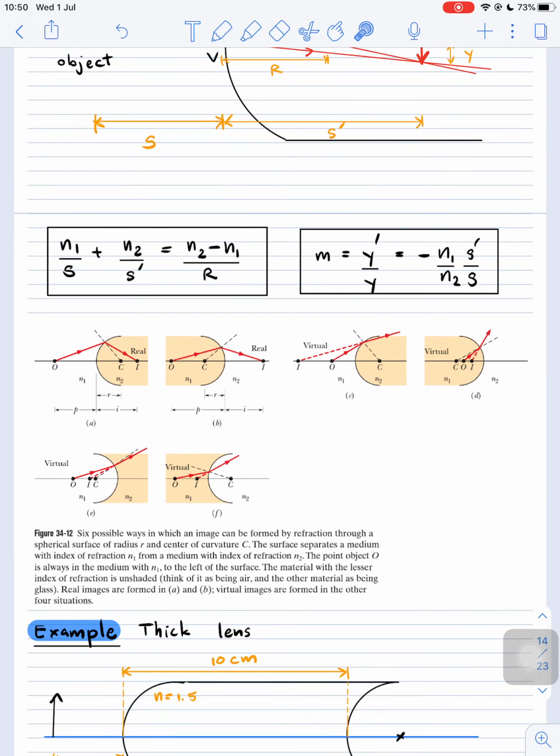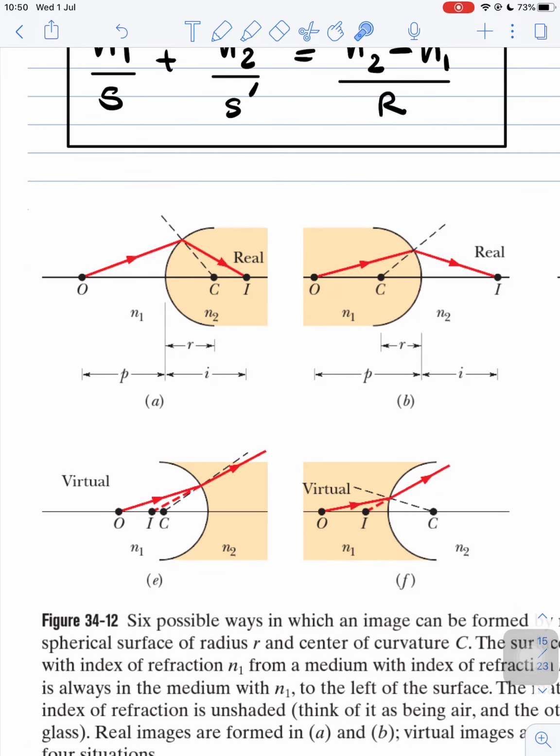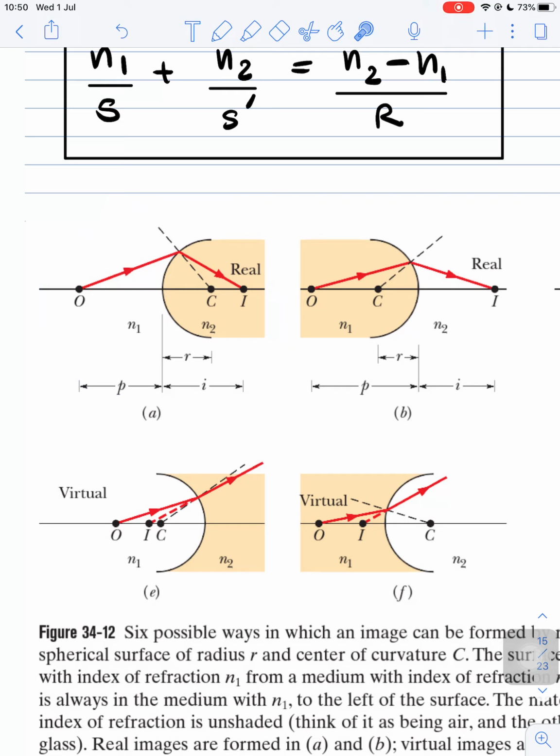Okay, so let's look at these figures first. By the way, this P is just the S, the object distance, and the I here is with the S prime for the image distance, and the R is our capital R, which is the radius of the curvature, okay? Okay, so now from this picture, let's consider the sign.